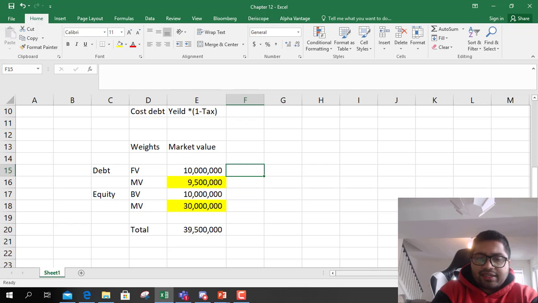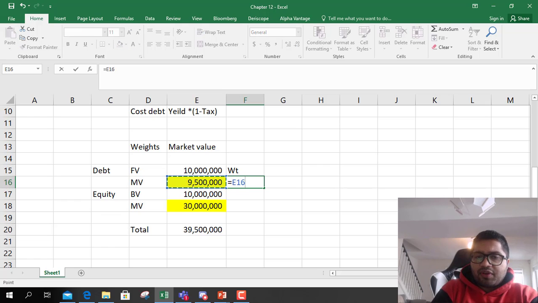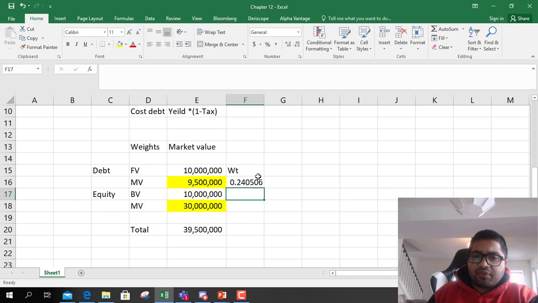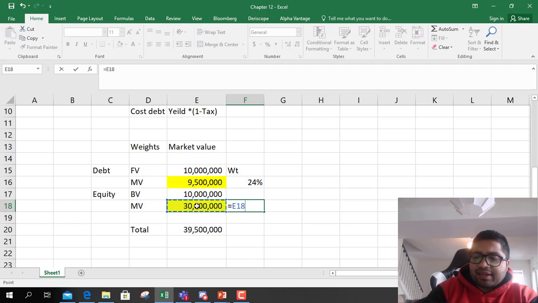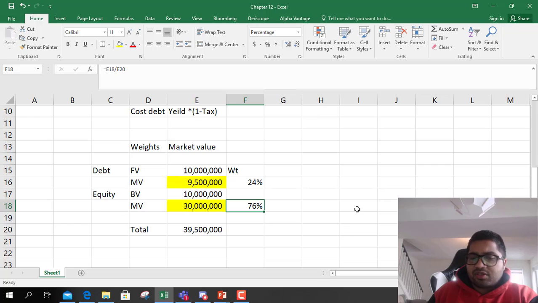So weight of debt equals 9.5 million, right? Market value of debt divided by total market value. So 24% is the weight of debt. Same way, weight of equity is 30 million divided by 39.5 million. So 76% almost is the weight of equity.